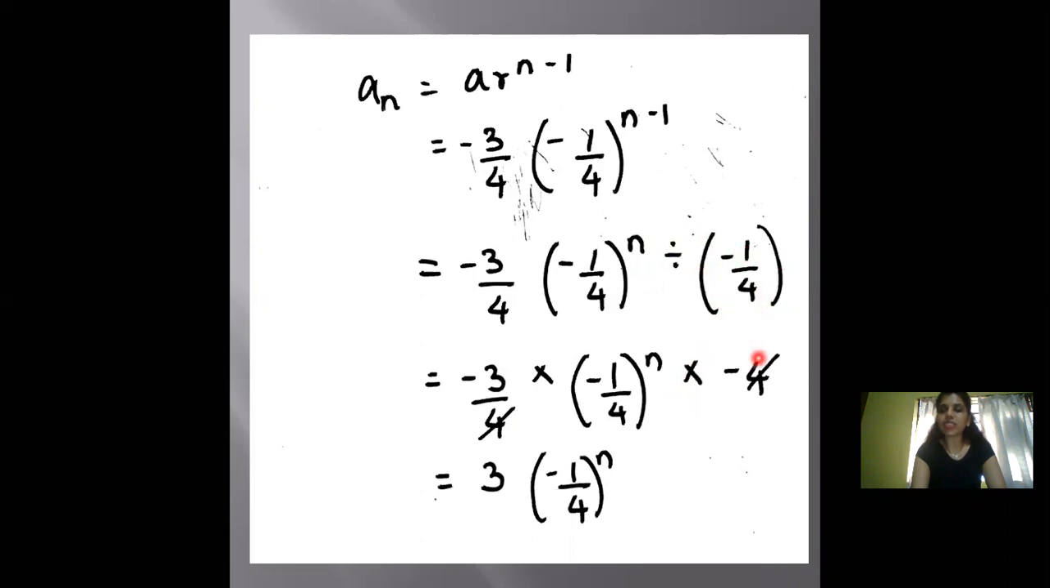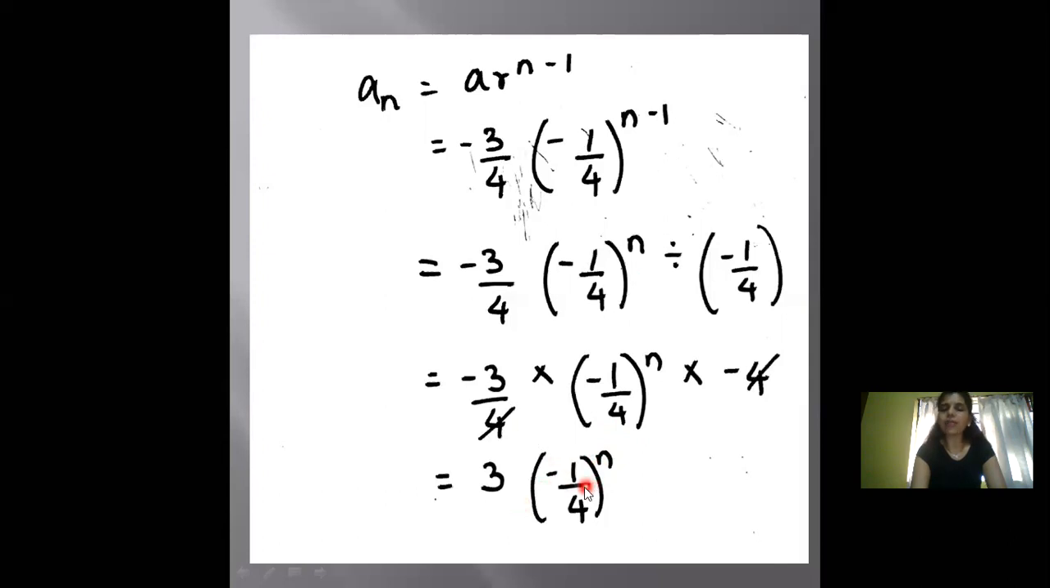So this is minus 4. Now this 4 and 4 gets cancelled off, and minus 3 into minus 1 becomes plus 3. Okay. So now plus 3 into minus 4, minus 1 upon 4 raised to n. So that, just keep it as your final answer, because you don't know what n is, whether it is odd or even. So you can't change this sign.